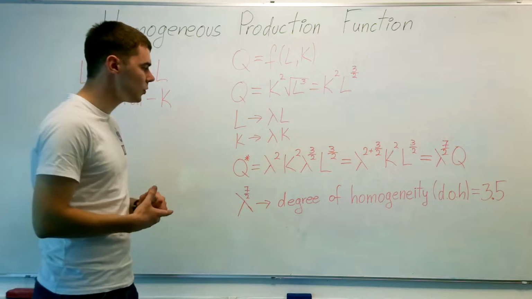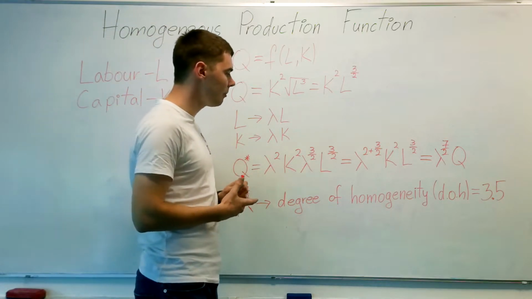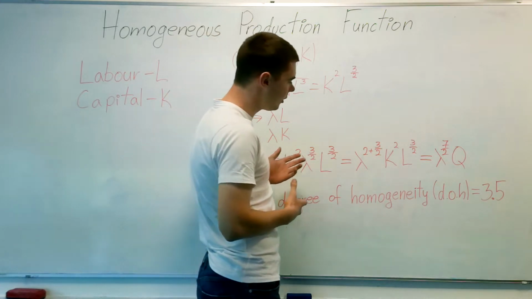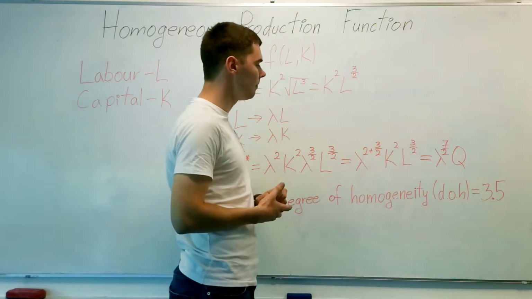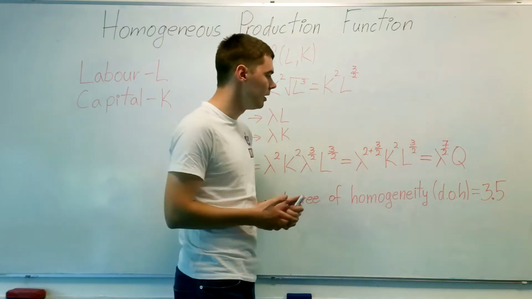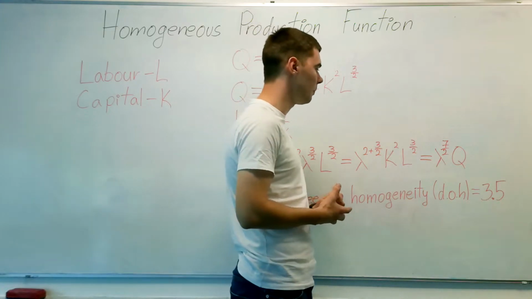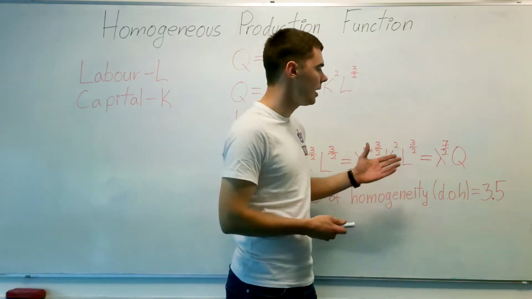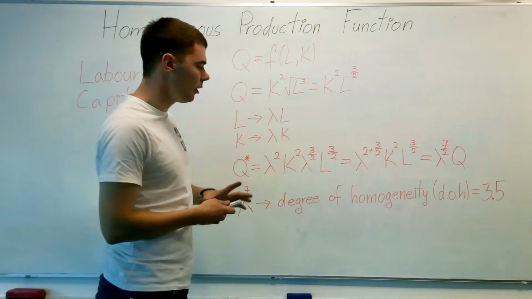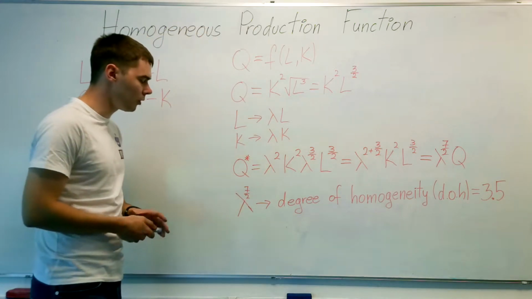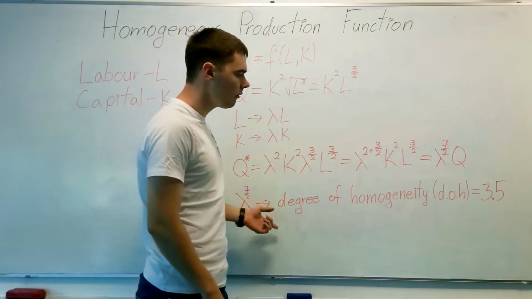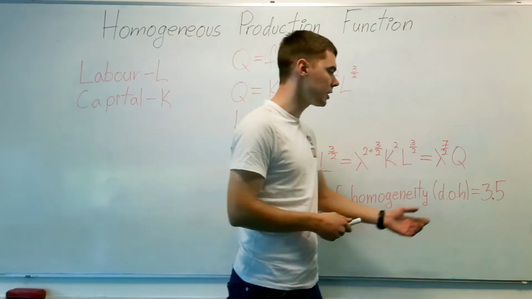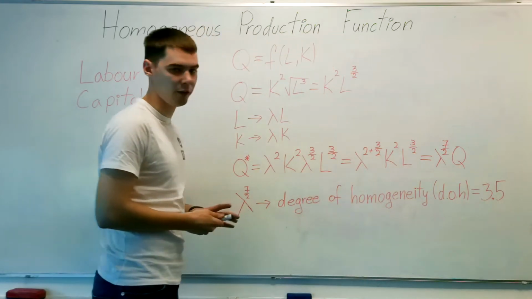So we have lambda squared times K squared times lambda to the power of 1.5 times L to the power of 1.5, which is equal to lambda to the power of 2 plus 1.5 times K squared times L to the power of 1.5, which is equal to lambda to the power of 3.5 times Q, which is our initial function. So we have lambda to the power of 3.5, then we can identify our degree of homogeneity, which is denoted as DOH, and that is 3.5, which is basically the power of lambda.